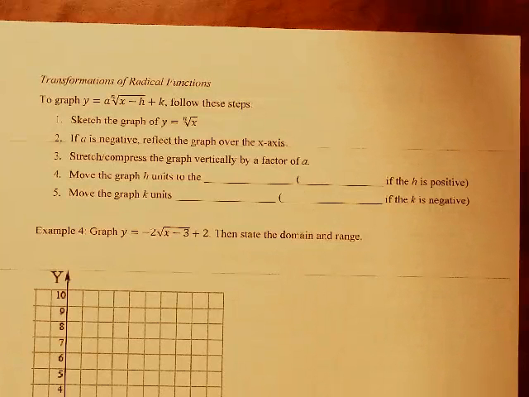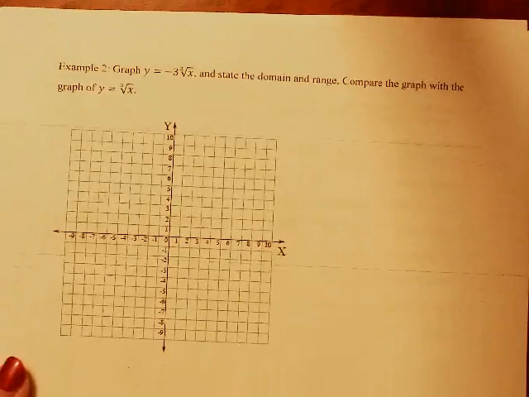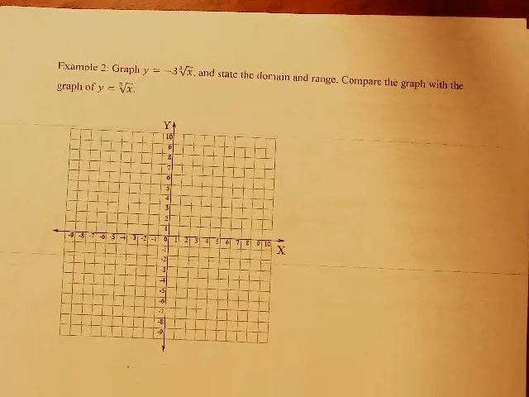So now, transformations. Oh, skipped a page. Example 2. Graph y equals -3 cubed root of x and state the domain and range. Compare the graph with the graph of y equals the cubed root of x.